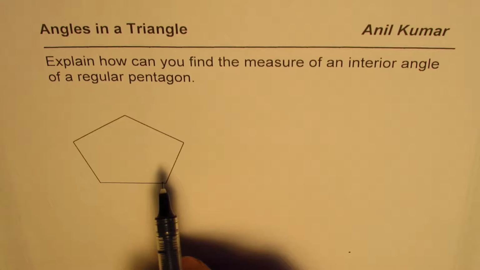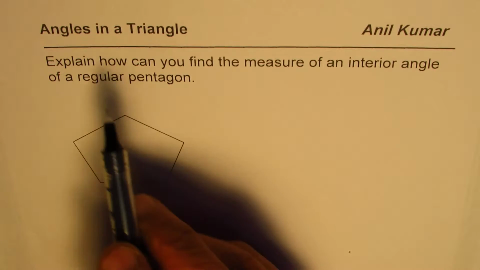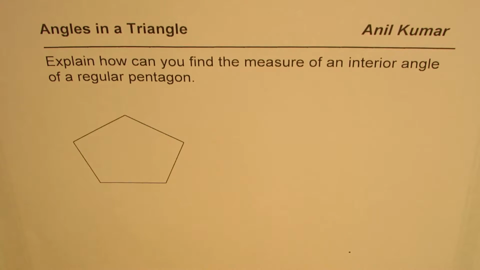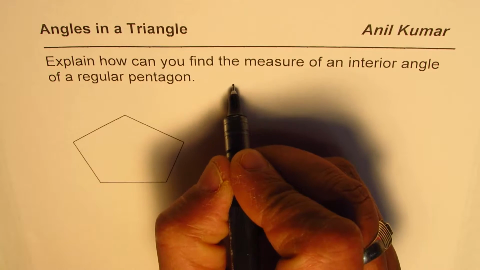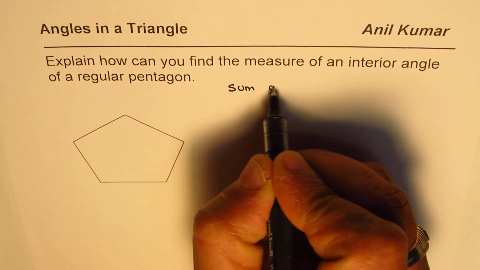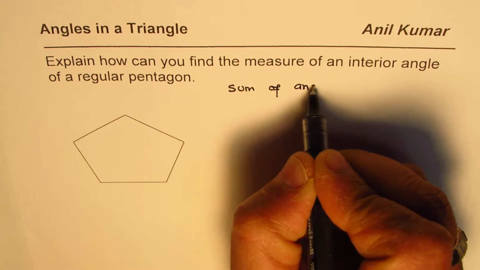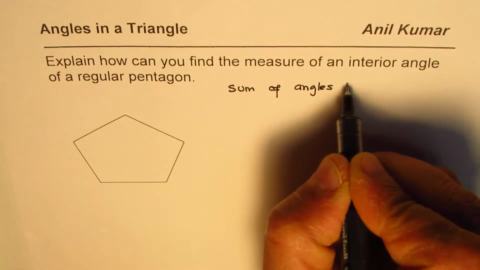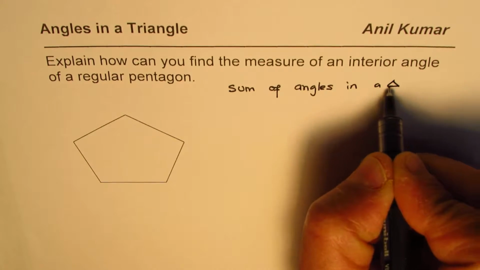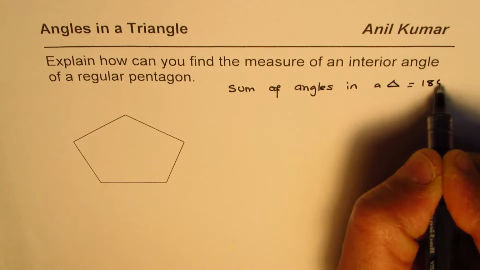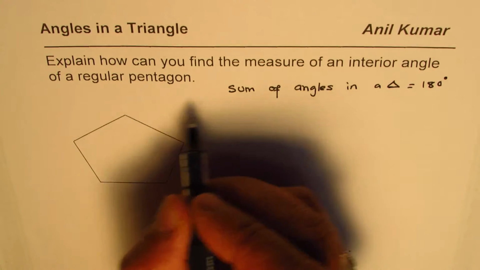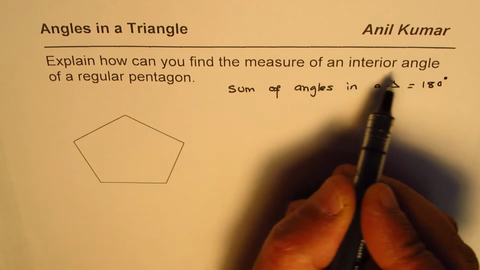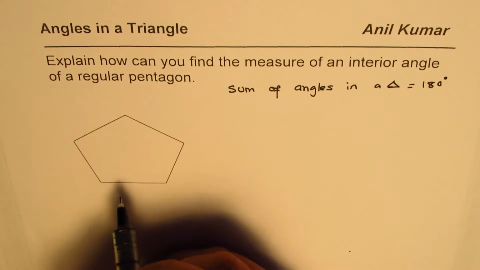She wants to know how to find the interior angle of a regular pentagon. What she has learned so far is that the sum of angles in a triangle is 180 degrees. So let us write it down. What we know here is that the sum of angles in a triangle is equal to 180 degrees. That is one thing known. And we need to find the measure of interior angles of a regular pentagon.